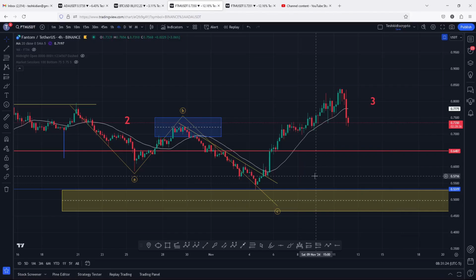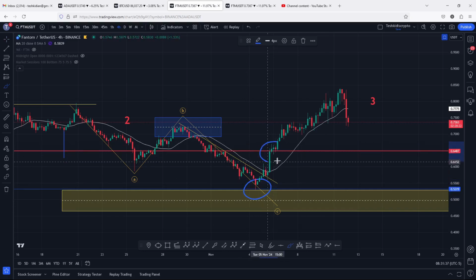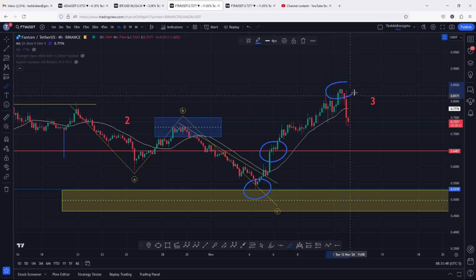Fantom at the time of this recording is seeing a bit of a breakdown move after an aggressive bounce, after bouncing on a key area of support above the $0.5319, where we have managed to break above key areas of resistance, flipping them back into support in a move that has now given us a high above the $0.8393.